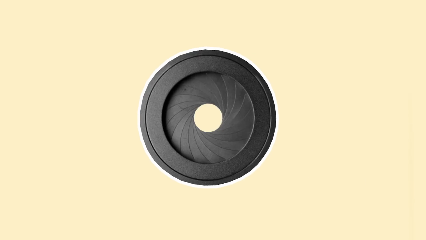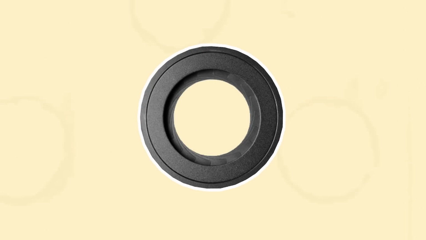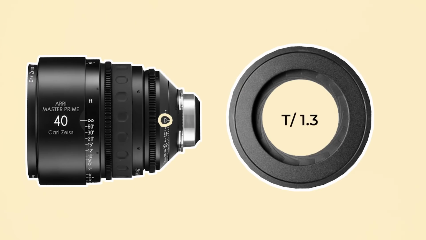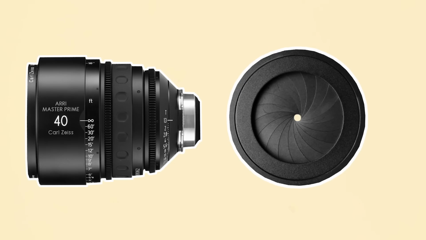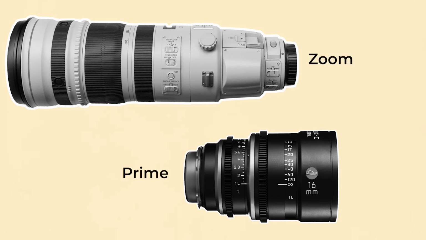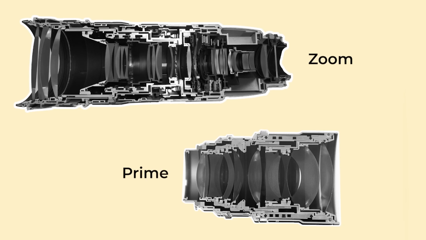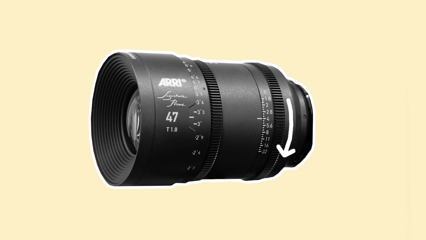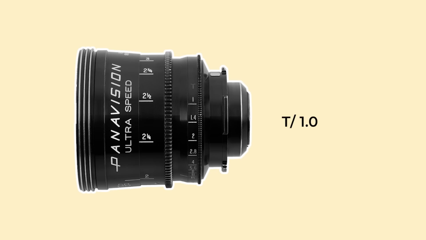A lens's aperture is the size of the round opening at the back of the lens that lets in light. A large opening, which is a lower T or f-stop number like T1.3, means that more light is let in, while a smaller opening with a stop such as T2.8 means that it lets in less light. Once again, because of the extra glass and more complex design required to build zoom lenses, primes tend to have a faster stop. When it comes to cinema glass, each extra stop of light that a lens can let in is precious and demands a higher price tag.